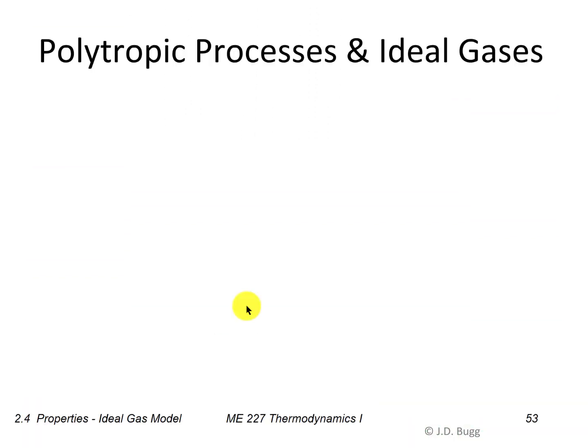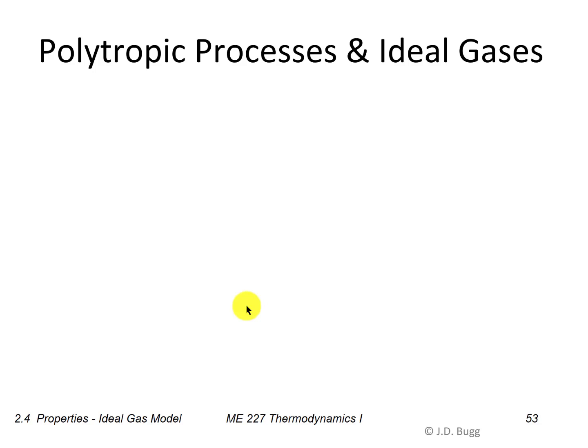This lecture is going to talk about polytropic processes and ideal gases. These are two concepts that we've talked about earlier on in the course, and I want to combine them together. In other words, I want to talk about what a polytropic process looks like when the substance that we're working with is an ideal gas.